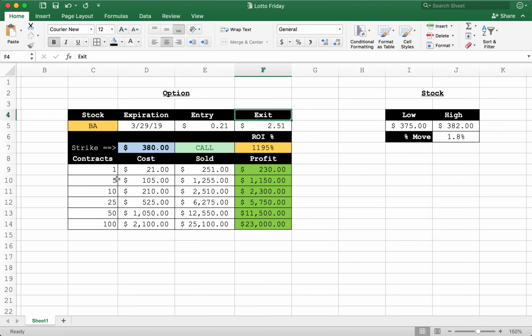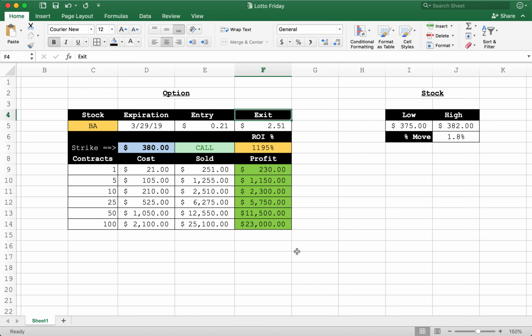Now keep going down the list: 5 contracts, 10 contracts, 25 contracts. If we bought 10 contracts, it would have cost us 210 bucks, and we could have sold for 2,510, for a profit of 2,300 bucks. I don't want to sound repetitive, but 210 bucks would have made us 2,300 bucks profit. Keep going down the list. You bought 100 contracts, cost 2,100, sold for 25,000. We would have made a profit of $23,000 off of 2,100 bucks.